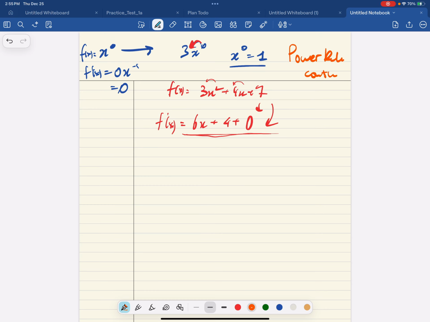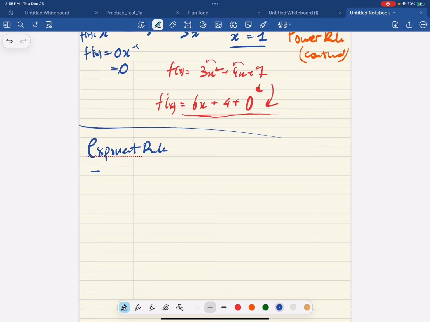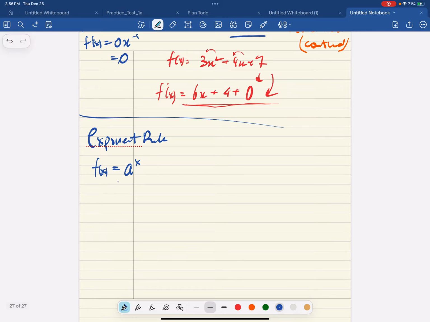Continued. Moving on, we have the exponent rule. And this is just straight up memorizing. If it's a to the x, where a is a number, f prime will be a to the x itself times ln of a. This is unique when it comes to e to the x, because if you apply the same rule, f prime will become e to the x itself times ln of e, but then ln of e is 1.